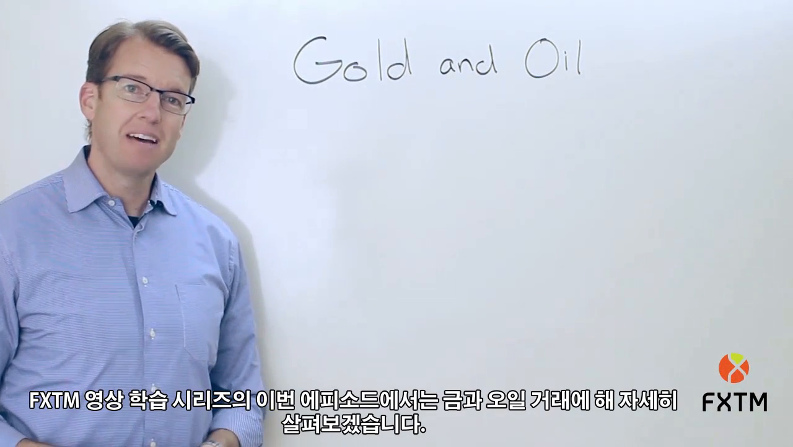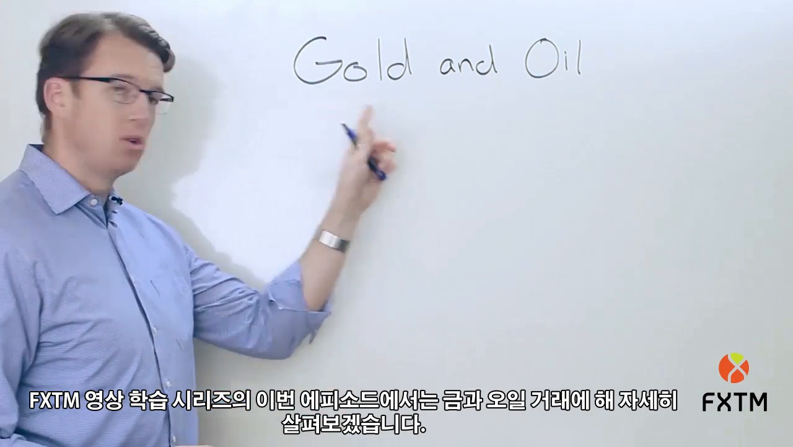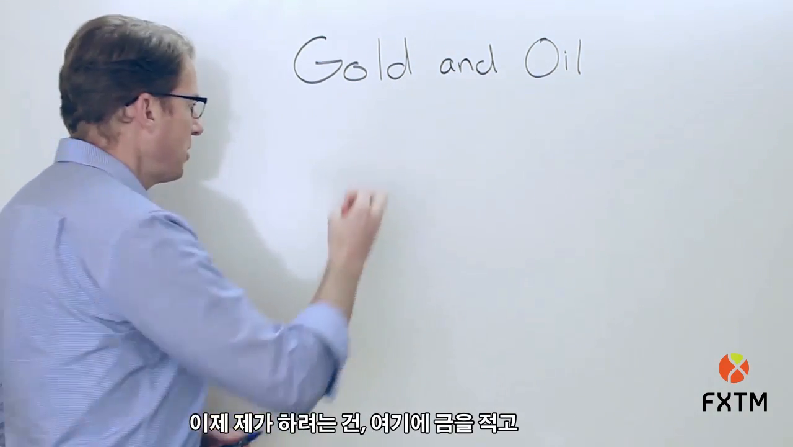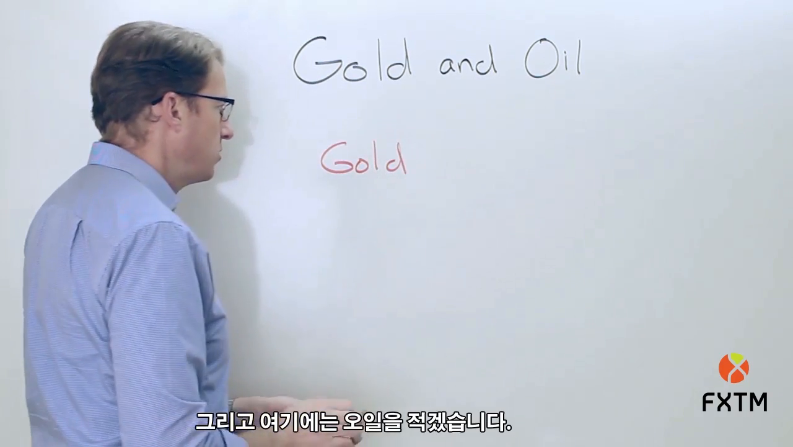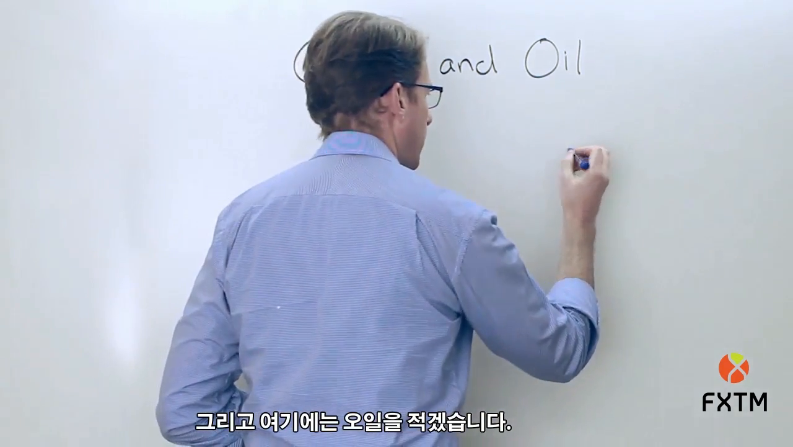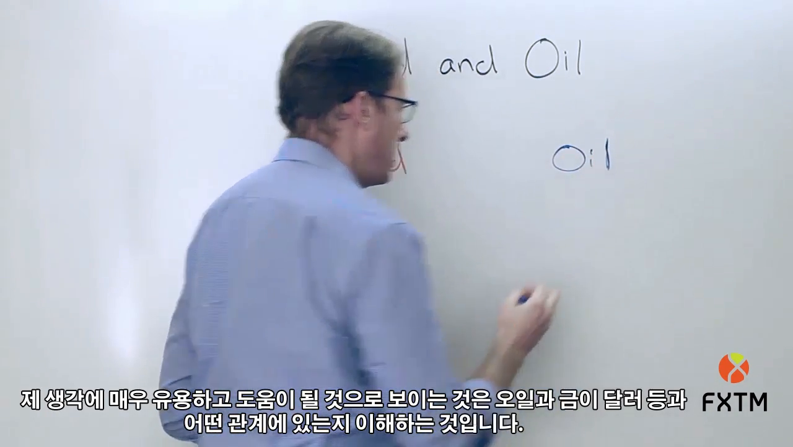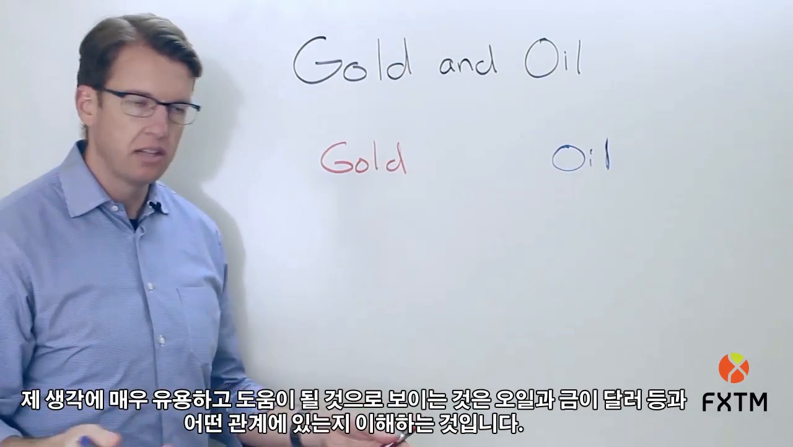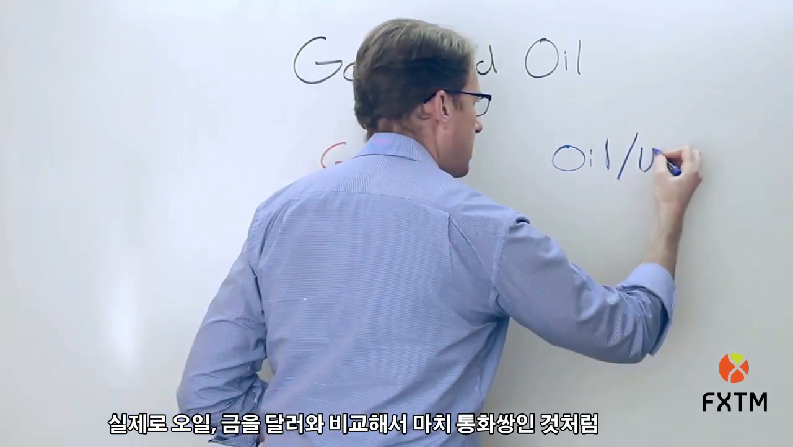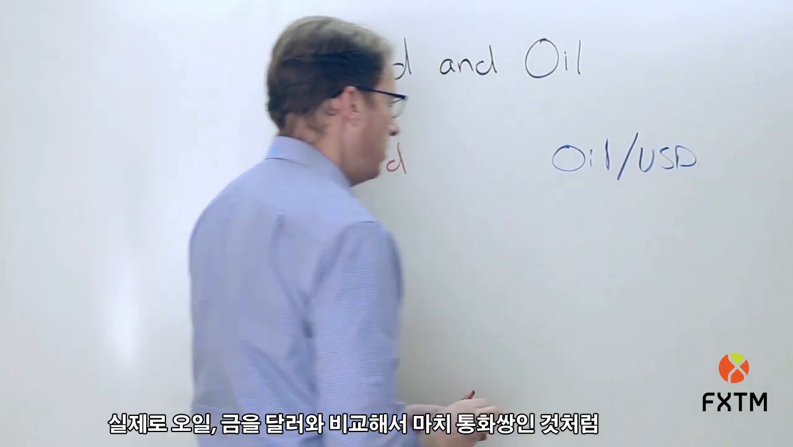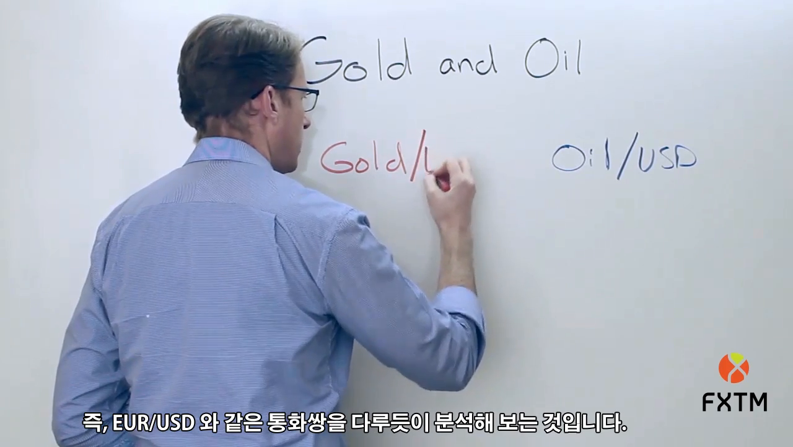In this episode of the FXTM educational series, we're going to be taking a closer look at trading gold and oil. Now, what I'm going to do is write down gold over here, and then we'll write oil over here. Something that I find very helpful in understanding how these two relate to the dollar is to compare them to the dollar as if they were a currency pair, as if we were looking at the euro-dollar currency pair or something like that.